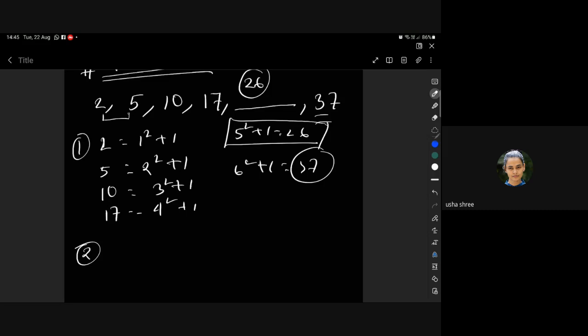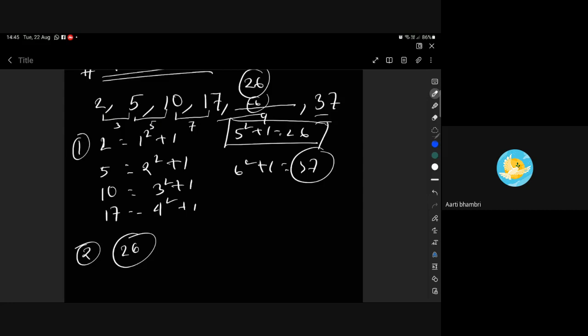See, the difference from 2 to 5 is 3. Then from 5 to 10, the difference is 5. Then from 10 to 17, the difference is 7. So what will be the next? 3, 5, 7, then the next difference will be 9. So 17 plus 9 will give you 26. So there are two ways to solve this problem.